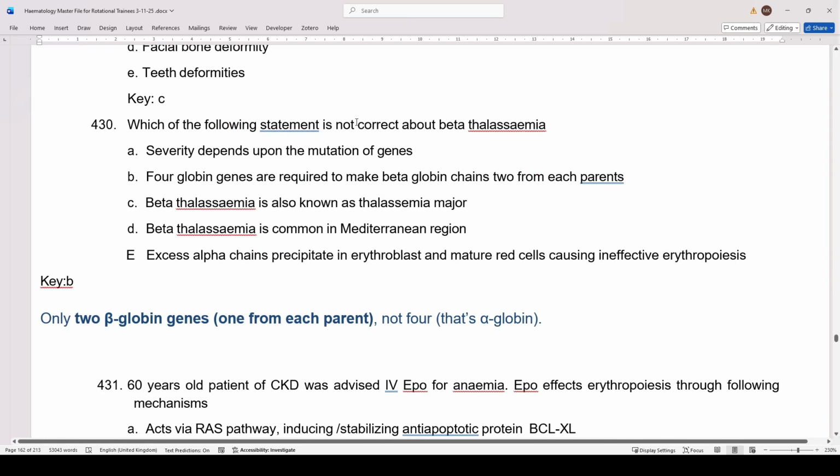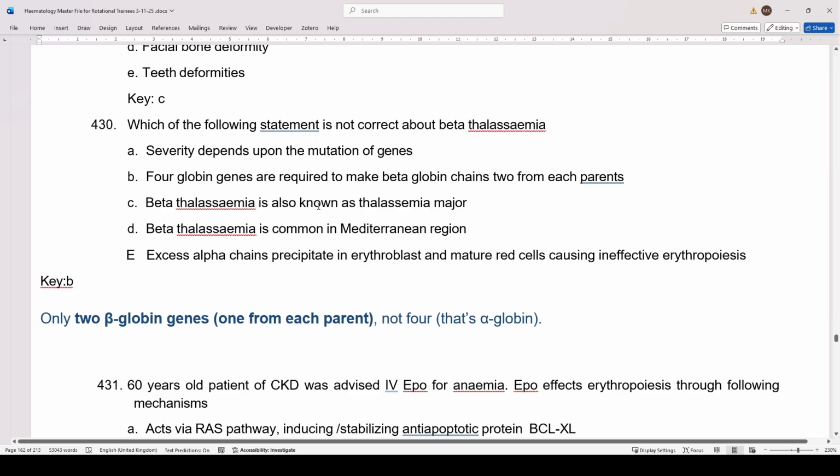Which of the following statements is not correct about beta thalassemia? Severity depends upon the mutation of genes. It is right. If it is beta naught, it will be more severe. If it is beta plus, it is less severe. Four globin genes are required to make beta globin chain, two from each parent. No, it is one from each parent. Two from each parent is in case of alpha thalassemia.